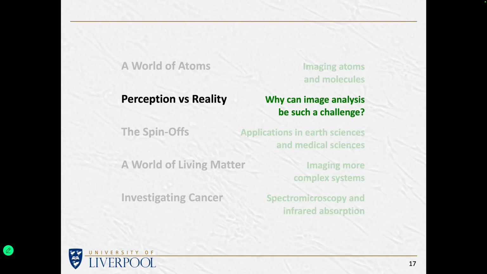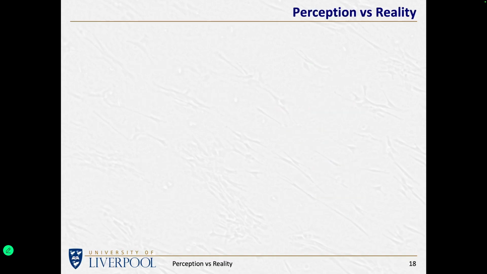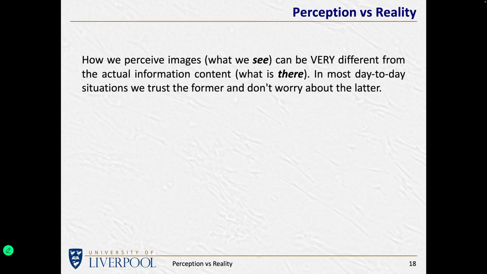But let me take a diversion at this point to say why it is that this is not necessarily a trivial task. Why is it that extracting information from images can be so difficult? It's the difference between human perception and reality. How we perceive images, in other words, what we see or what we think we see, can be very different from actually what is contained in an image.